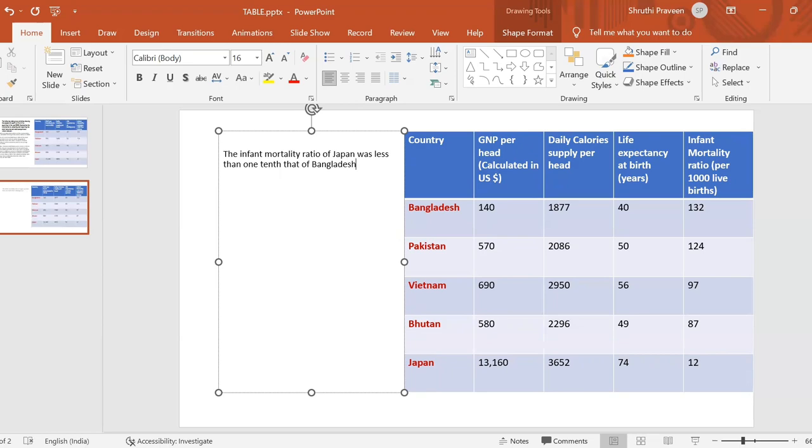Okay, the infant mortality rate of Japan was less than 1/10 that of Bangladesh. Here I'll put "while" because I'm going to write another connector, another point. While the GNP per person in Bangladesh was 100th, okay, 100th that of Japan. So it'll be very nice if you can make these kind of patterns with the figures given.